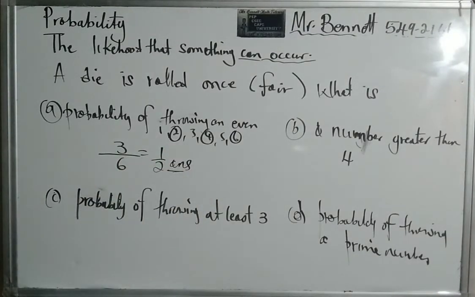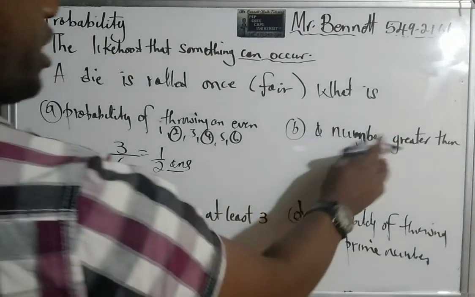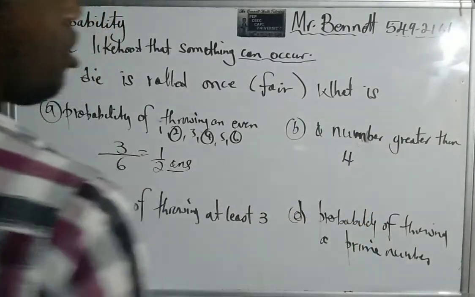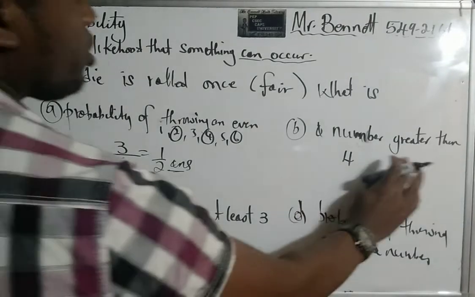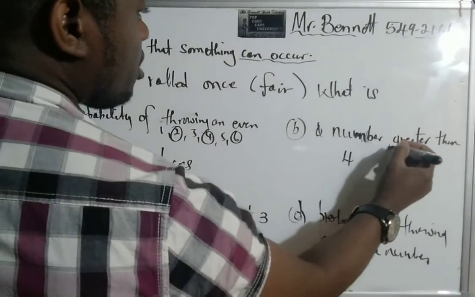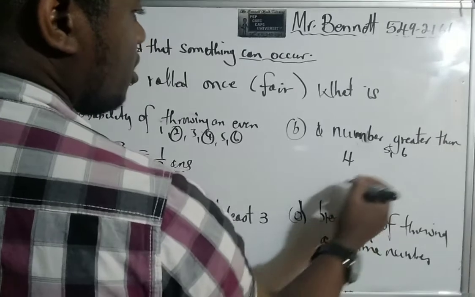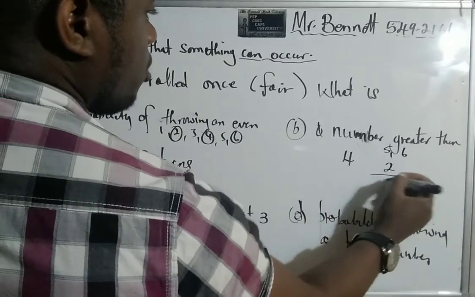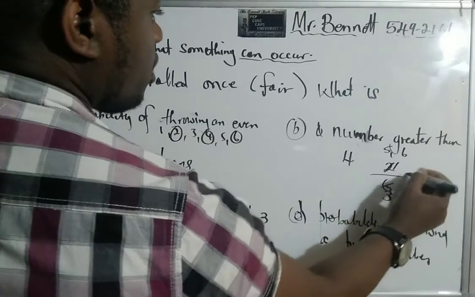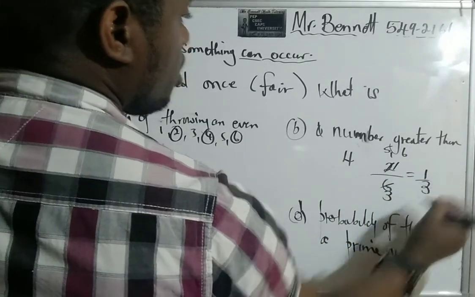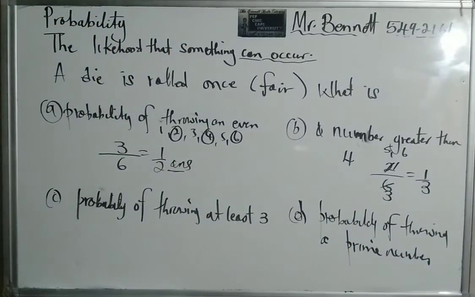Let us look at this now. A number greater than 4. Now, on a die, we have greater than 4. Greater means more than 4. Now, only two numbers, and that is 5 and 6. So that would be 2 out of 6, because 6 is the denominator. Because that's the total possible outcomes. So it will be 1 over 3.